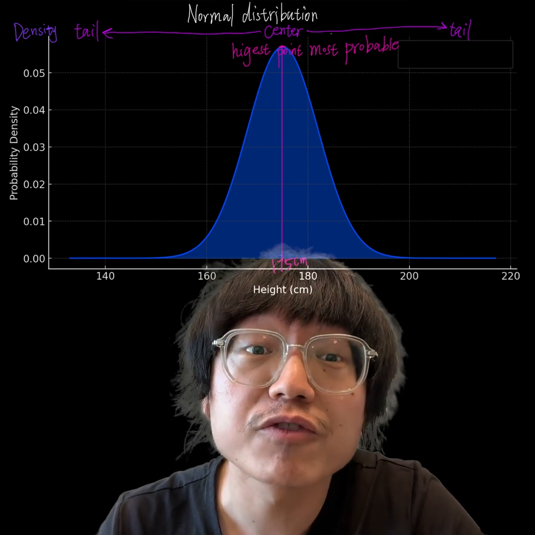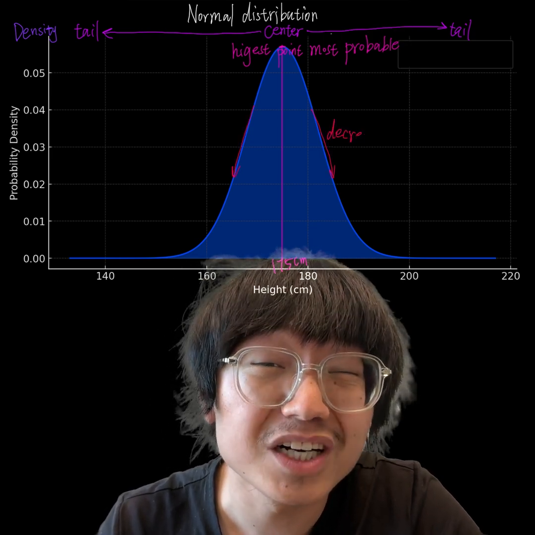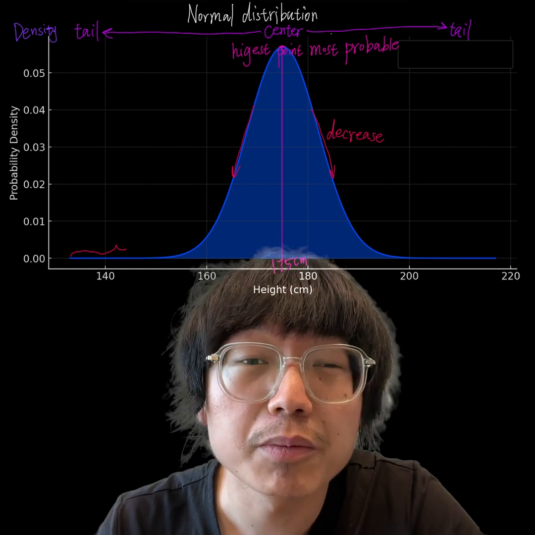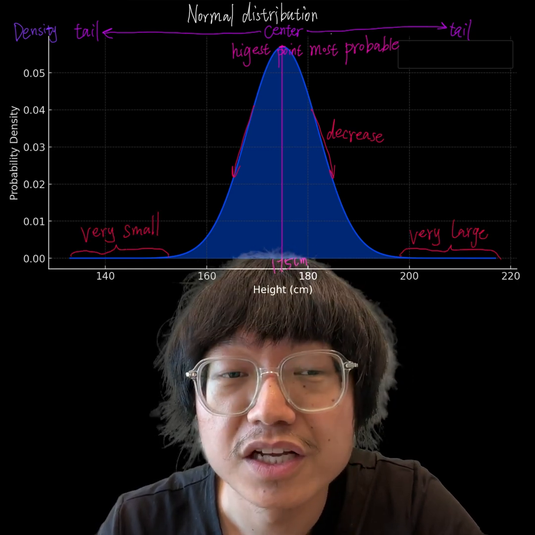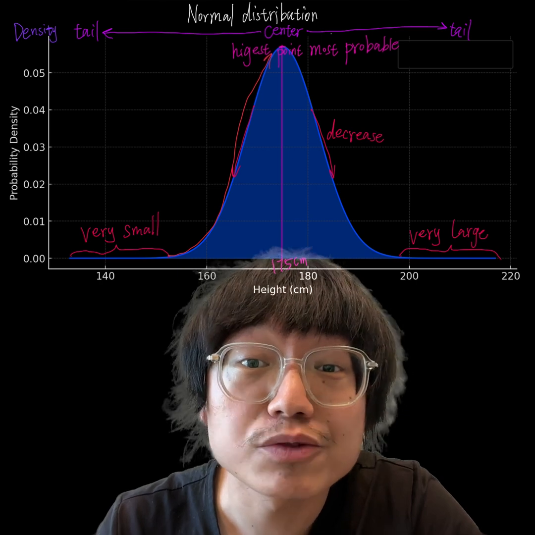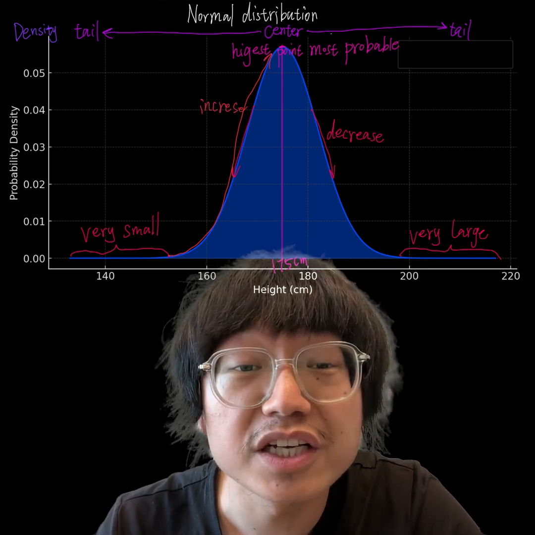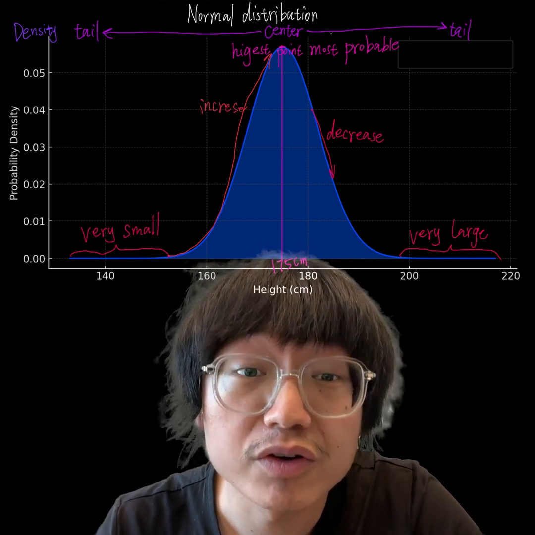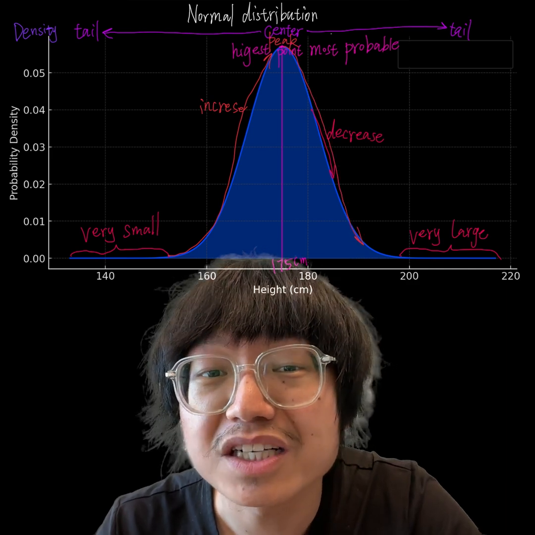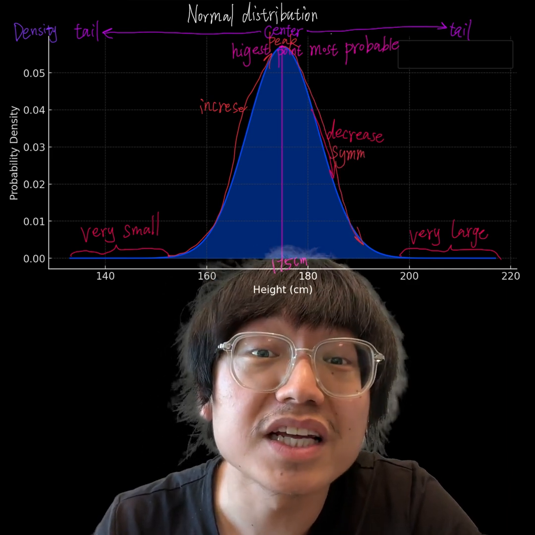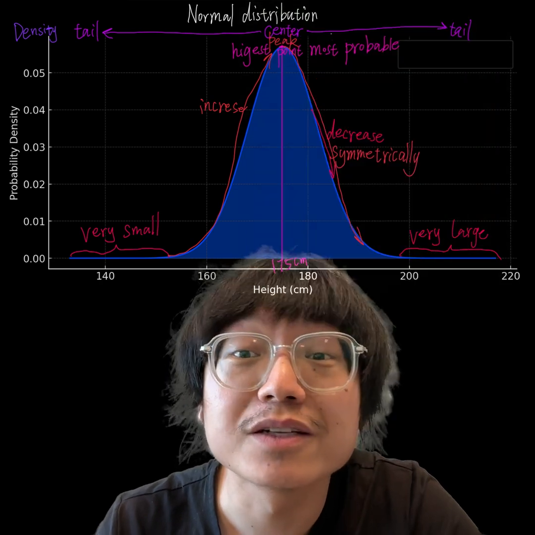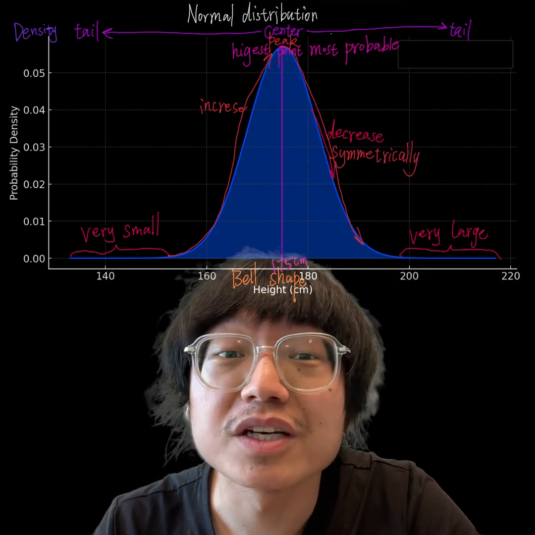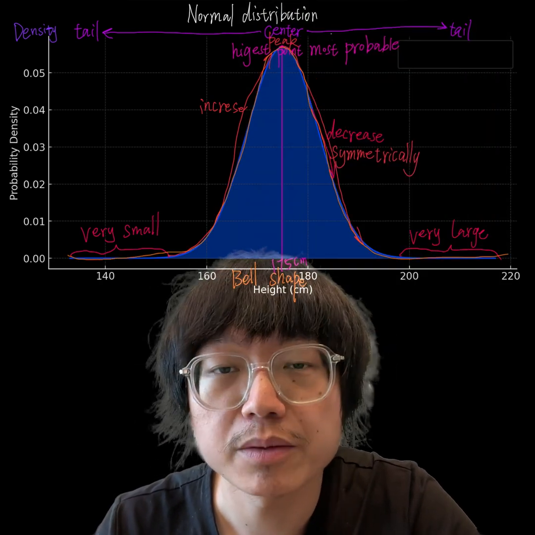As we move away from the mean towards smaller and larger values, the probability density decreases symmetrically in both directions. This illustrates that extreme values, either very small or very large, are less likely to occur. This symmetry, increasing to a peak and then decreasing, gives us the normal distribution its characteristic bowl shape.